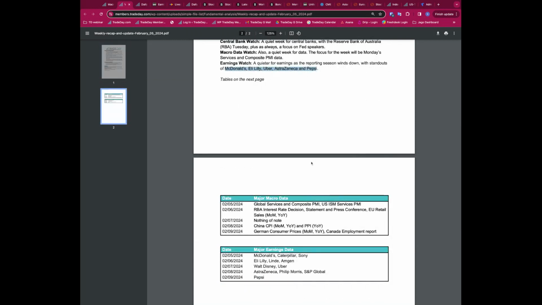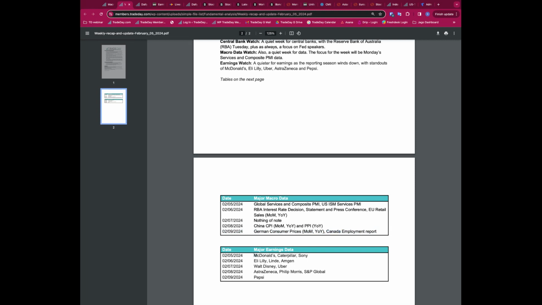So if we go and take a look at the table in here, you can see global services and composite PMI and the US ISM services PMI all come out today. That's really the big focus for the week. RBA, as I say, tomorrow. EU retail sales also tomorrow. Nothing really of note Wednesday. We get China inflation data on Thursday, which is the main standout, and then German inflation data on Friday, and then the Canadian employment report.